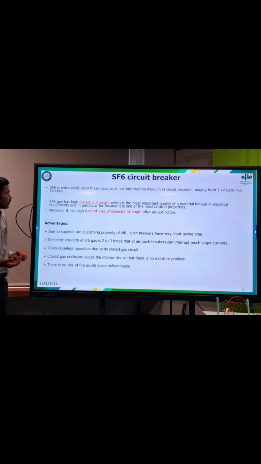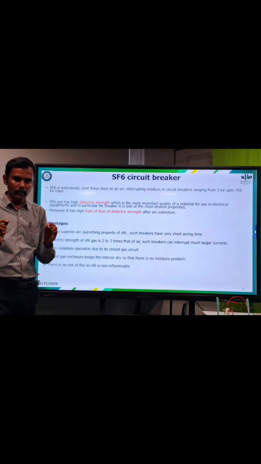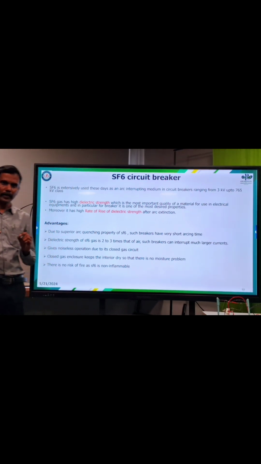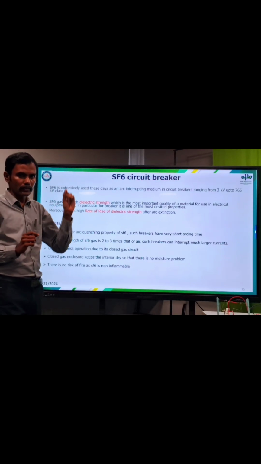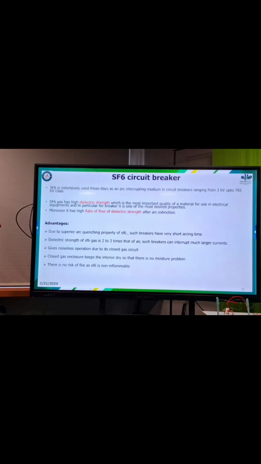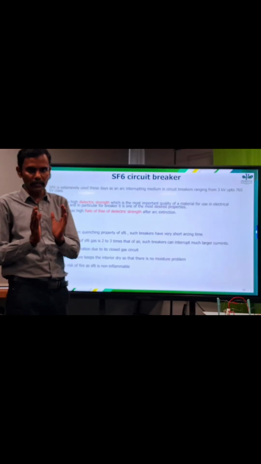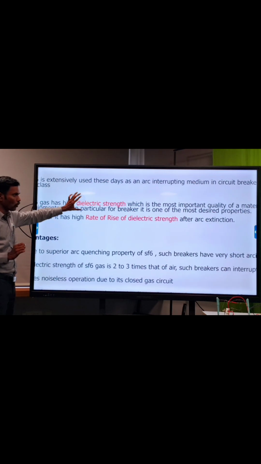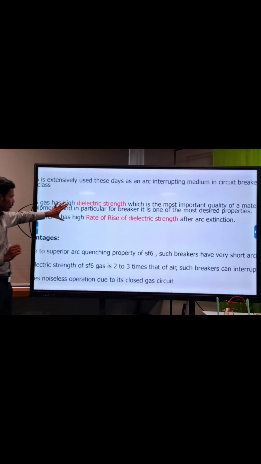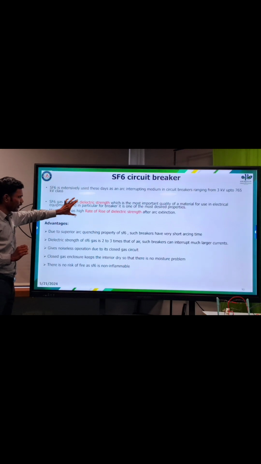Let us see one of the most commonly used circuit breakers, that is the SF6 circuit breaker, the sulfur hexafluoride circuit breaker. The reason they call it an SF6 circuit breaker is that SF6 is used as an arc interrupting medium. Why SF6 and not different gases? SF6 has a high dielectric strength, which is an important quality to be considered, and a high rate of rise of dielectric strength after arc extinction.